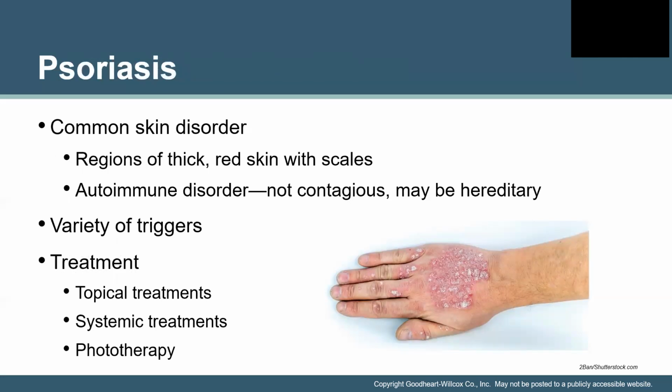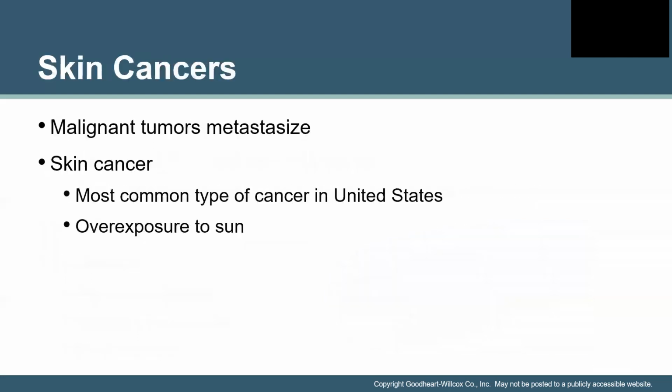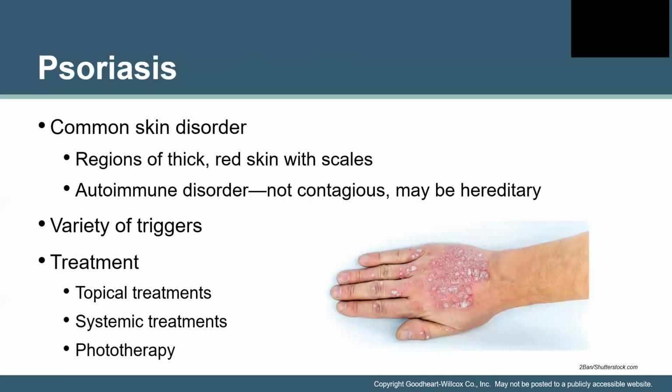One thing we can see show up on the skin is psoriasis. This is a common skin disorder where you have regions of thick red skin that gets scaly. It's an autoimmune disorder, though. It's not contagious, but it generally might have an epigenetic predisposition with a variety of things that cause a trigger. The treatment could be topical, systemic, or phototherapy. For psoriasis, they do say that tanning helps.